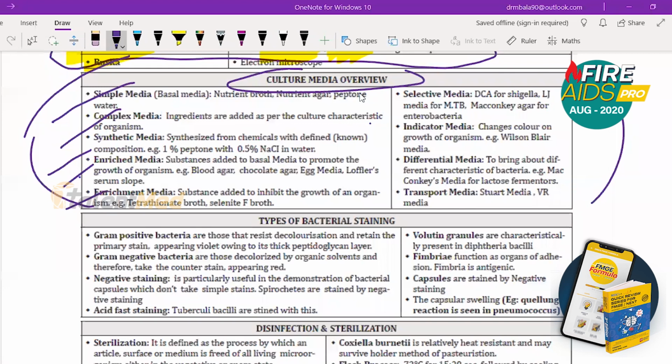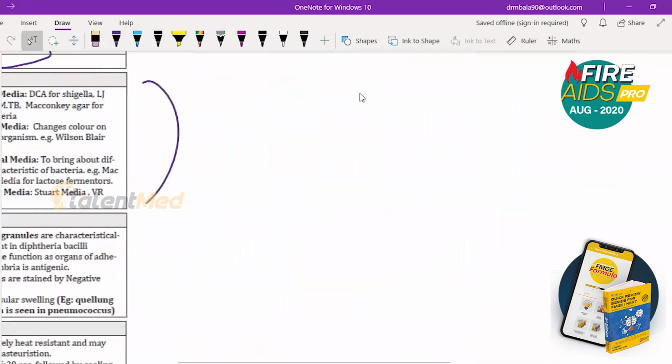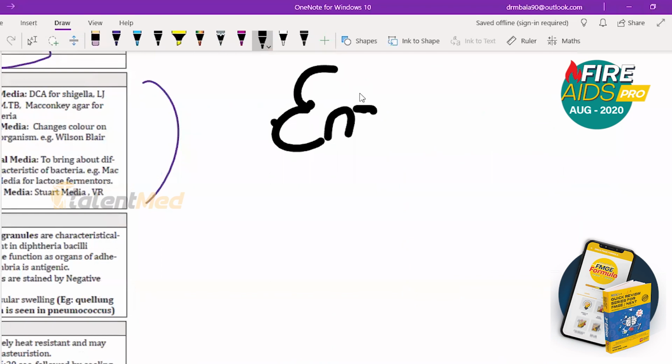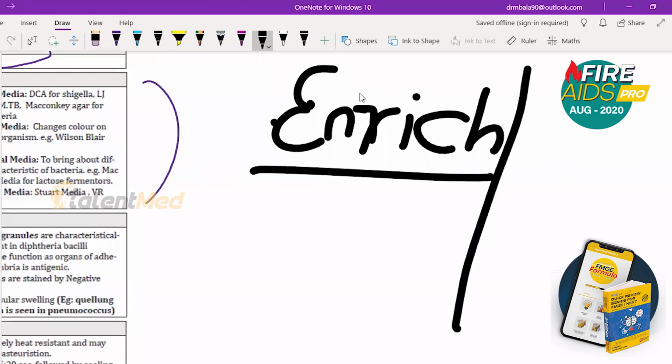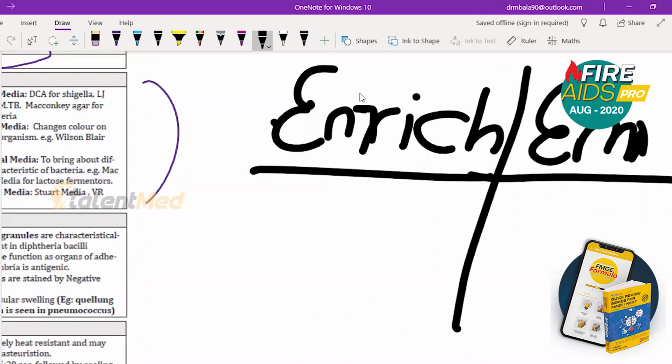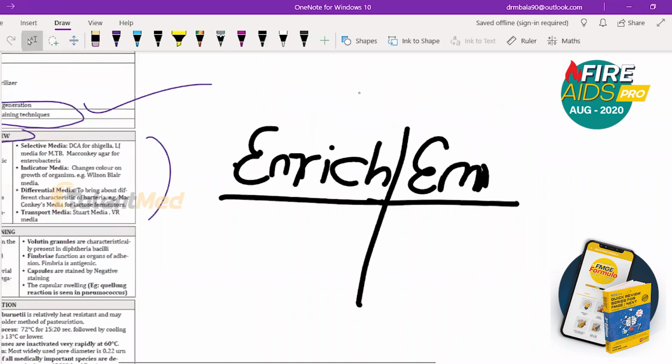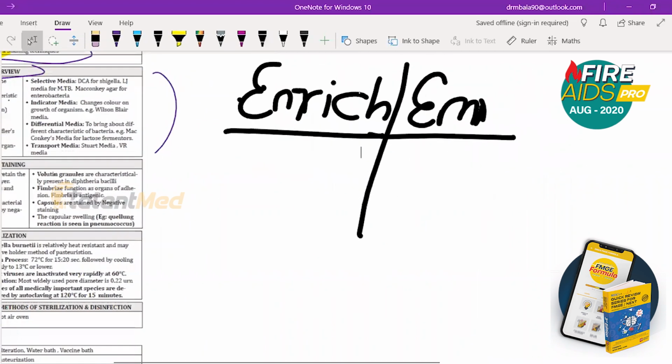Now, I'm not going to talk about examples. I'm going to talk about something else. A tricky question in this is enriched media versus enrichment media. This is what I'm going to talk about. Enriched versus enrichment media.